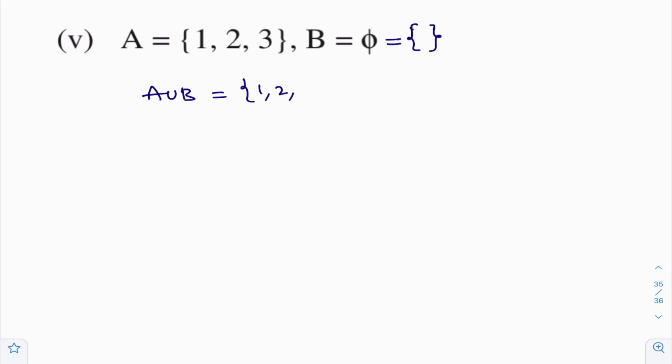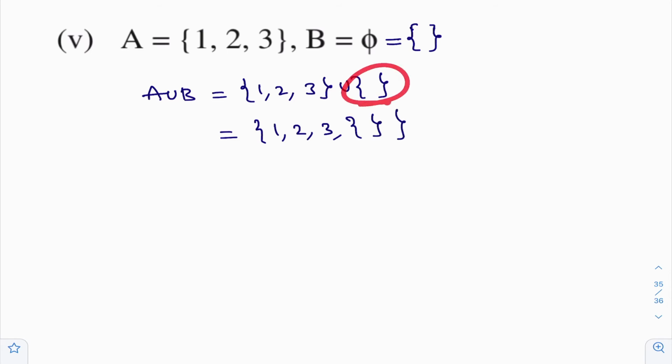Okay, A union B: set 1, 2, 3 union B means null set. If an element is present in A, that is definitely present in A union B. If an element is present in B, that is definitely present in A union B. So what will you get here? Here you will get 1, 2, 3. Please don't write it like this. This is not an element. This is a set actually. So actually A union B will be like this. I hope you understand.